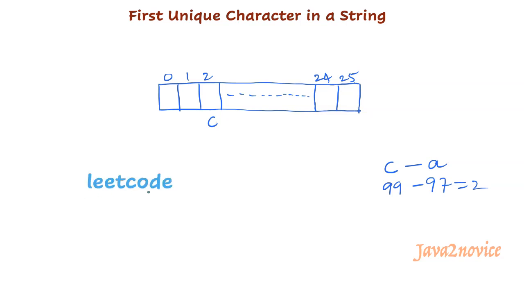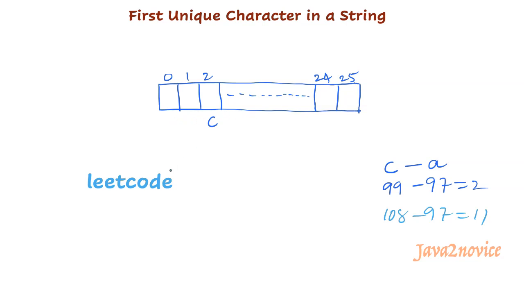Let's assume that this is our input string, LeetCode. Let's find the index for character L. L's ASCII value is 108 minus A's ASCII value, 97. The answer is 11. So index 11 represents character L. Now we will iterate over the input string, count character by character, and track each character count in this array based on the character index.